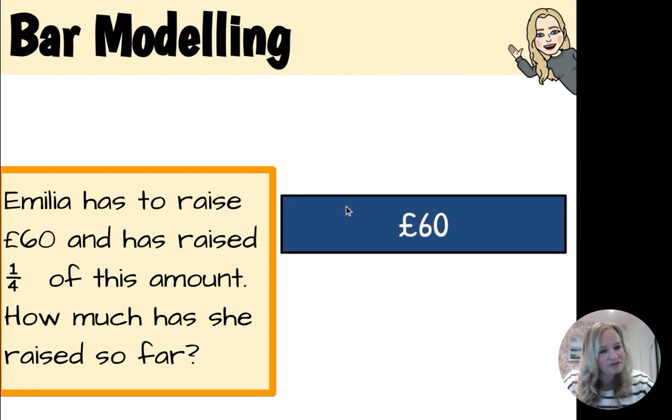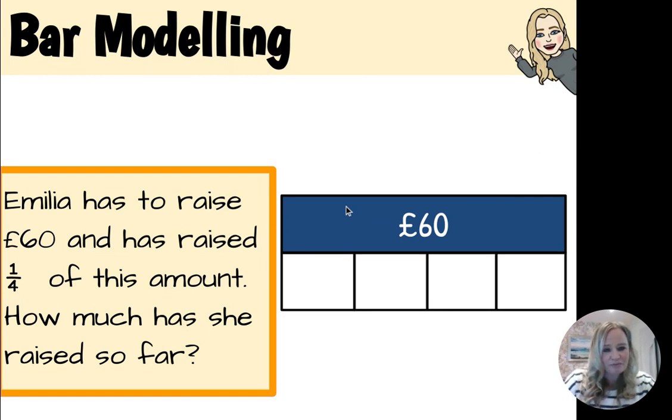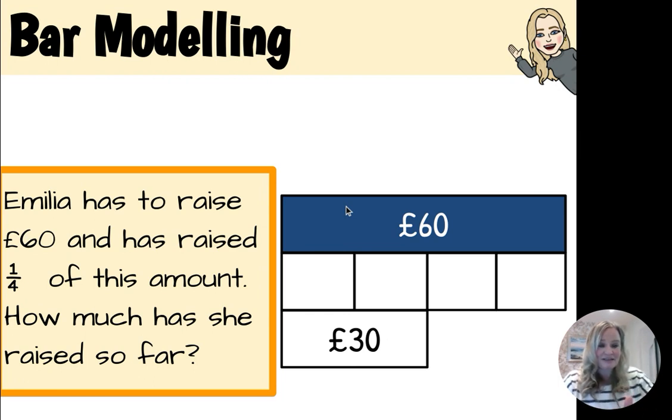So £60 is our whole amount. So that's the whole amount she has to raise. She's raised a quarter of it so far. So we can split that whole amount into quarters. They might already be able to work out that to work out a quarter, we half it and half it again. That's the same with numerical problems. So half of that is £30. So half again is 15. So Amelia has raised £15 so far.